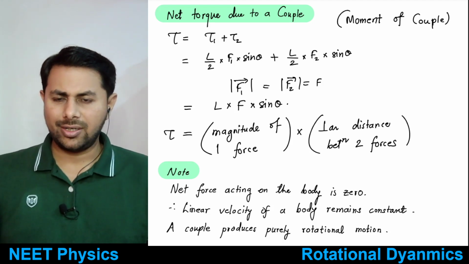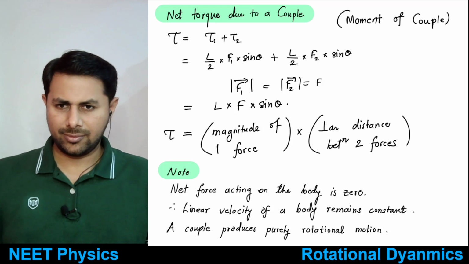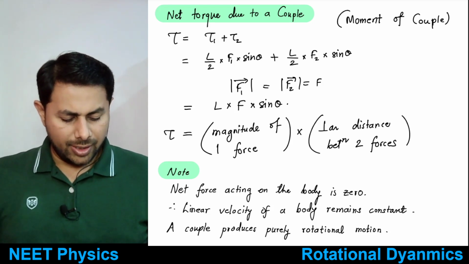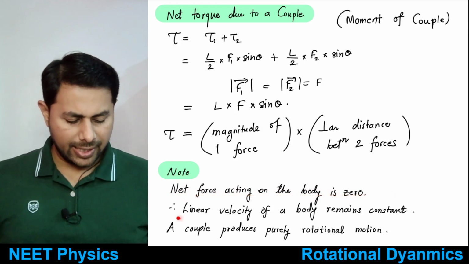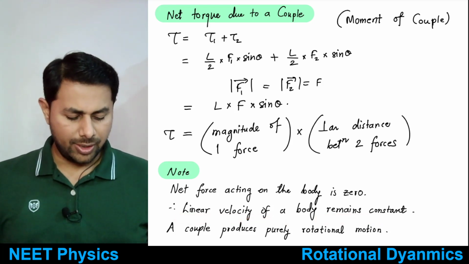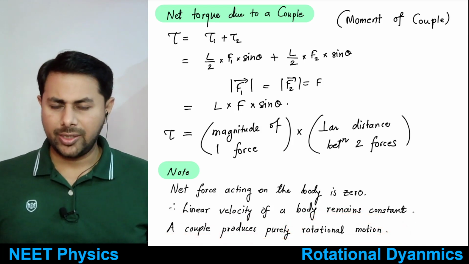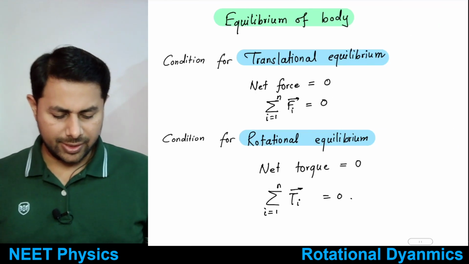Is this point clear, everyone? Right? Good. So the net force acting on the body is 0. These are just some points to be noted: the linear velocity of the body will remain constant because net force is equal to 0. So a couple produces purely rotational motion. This is simple, right?